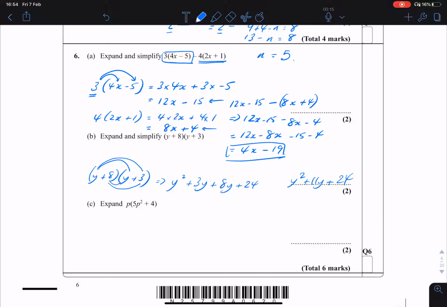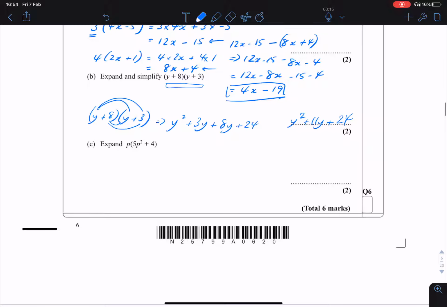Now, it's really important to see that on a question like this, what it's asking you to do is just expand and simplify. We're not trying to find out what y is. Here, the next part is expand p times 5p squared plus 4. Well, the same thing again. We've got p times that and p times that. So we've got p times 5p squared plus p times 4, or 4 times p, because it doesn't matter.